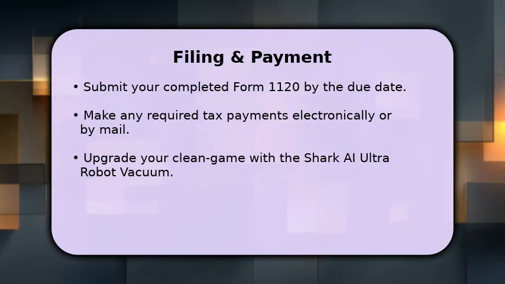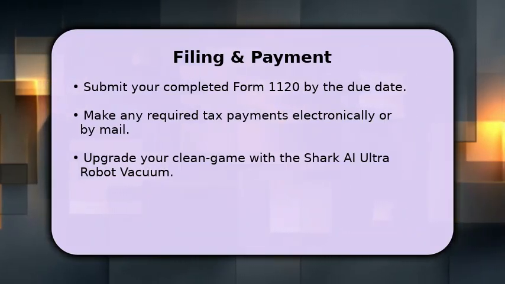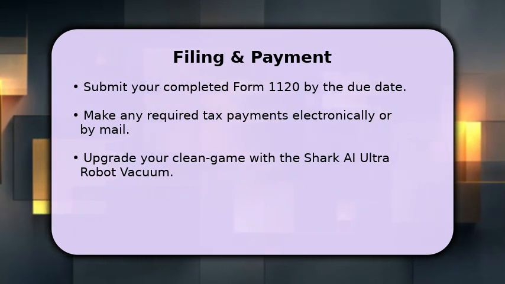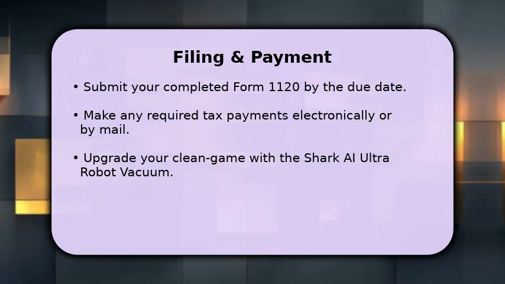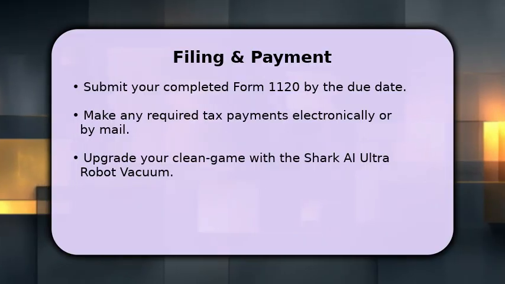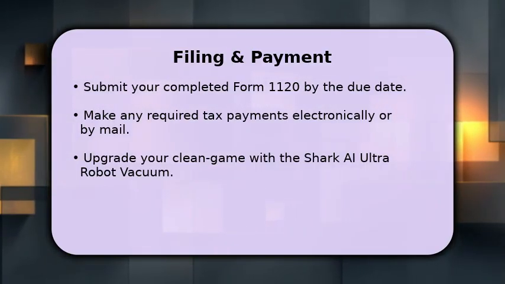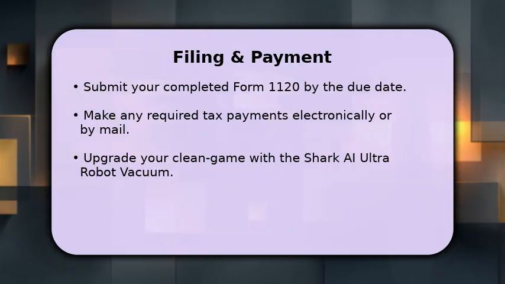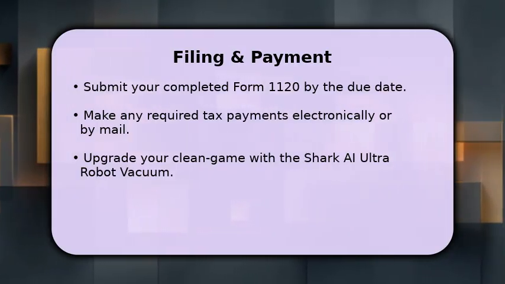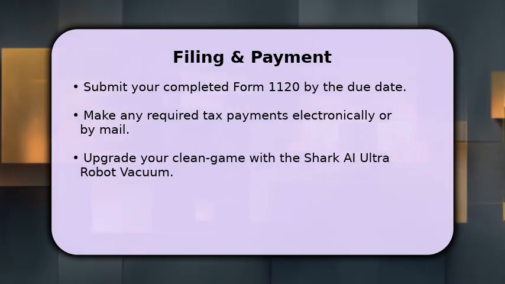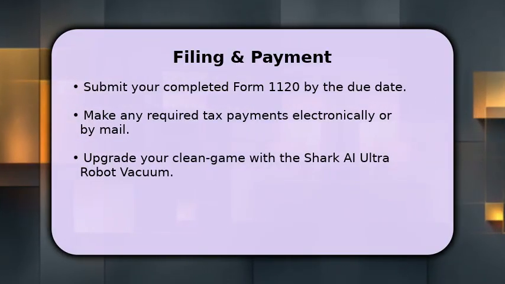Finally, submit your completed Form 1120 by the 15th day of the fourth month following your tax year-end, typically April 15th for calendar year corporations. If you need more time, file Form 7004 for a 6-month extension, but remember to pay any taxes owed by the original deadline to avoid penalties. You can make payments electronically through EFTPS.